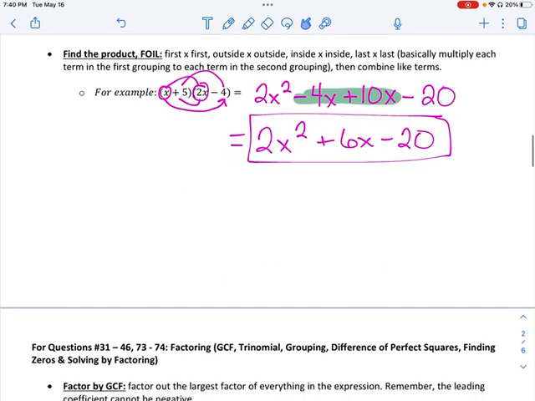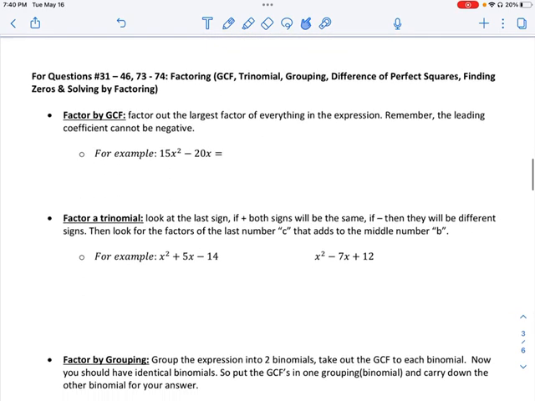Okay, so that gets you through some of the polynomials. Once again, that is an overview of the topic of operations with polynomials. By no means is it a full lesson on how to do that. If you have more questions, just ask in class. More than happy to help.